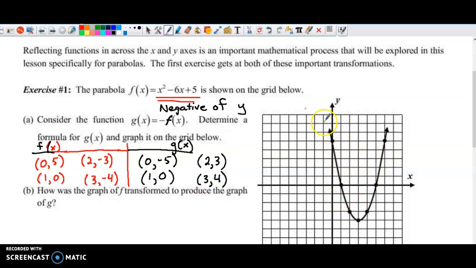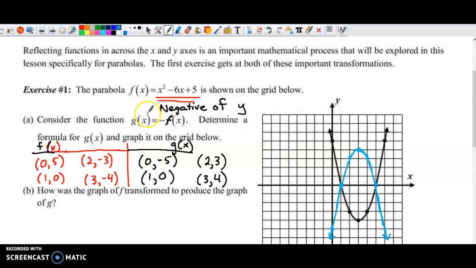So let me just change the color real quick. I'm going to do this blue color, 0, negative 5. The x-axis is not going to change, and then 2, 3, and then 3, 4, and then here, here, and here. And they also ask us to come up with an equation for this. I'm just kind of running out of room. But let me put it this way.